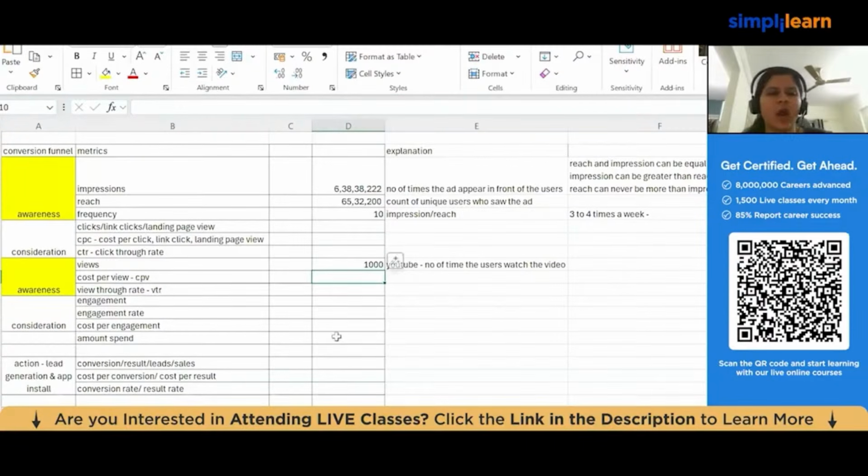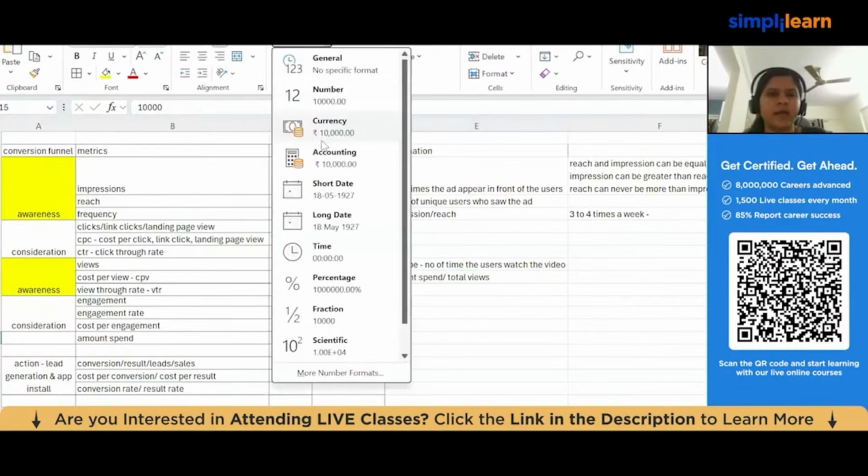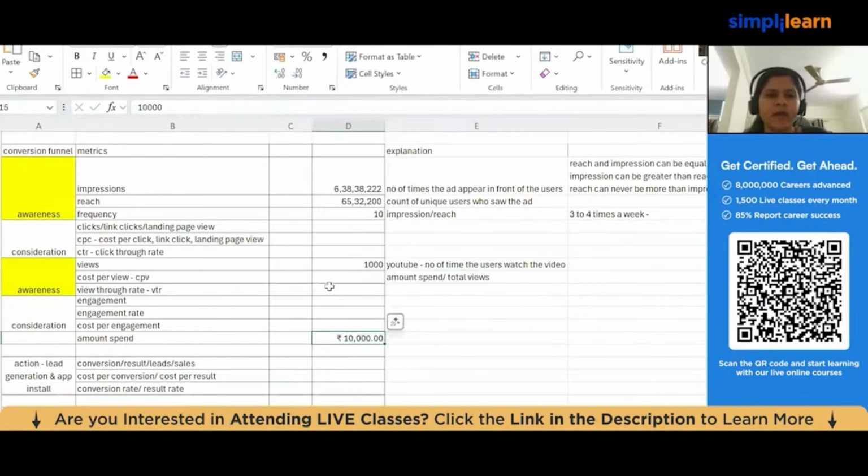It's easy to find out the cost per view, so I'll just write the formula over here. To find out your cost per view, you take your amount spent and divide it by total views. Let's say I'll write a random number, 10,000 over here. Let me give a currency sign to this. Now, how do you calculate cost per view? You take your amount spent divided by your views. That is your cost per view.